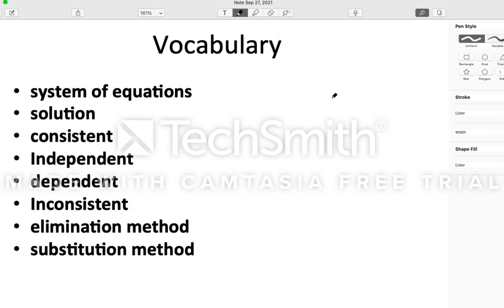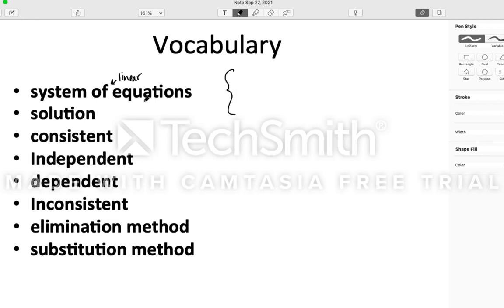So our vocabulary for this section is as follows. We're going to be talking about systems of equations. And really, if I'll be honest, we should probably put linear here, because this section will really cover systems of linear equations, equations that we get a line when we draw them. So what does that look like?